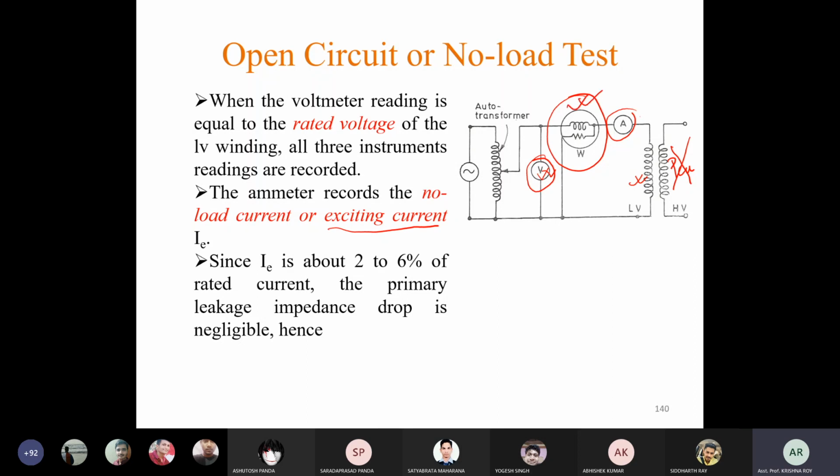Now this copper loss will be due to the exciting current only, which is about 2 to 6% of the rated primary current. So we have assumed the rating of this transformer is 10 kVA, 200 volt by 2000 volt. So what will be the primary current? Primary current is 10,000 divided by 200. So how much is this?